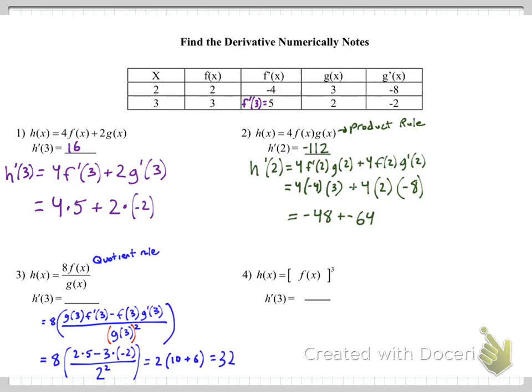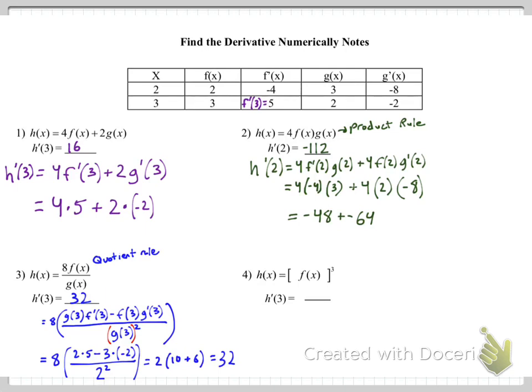And notice I did the 8 divided by the 2 squared. That gave me a 2 out in front instead. That was just a quick shortcut, and the answer there is 32. Which I can write up there as well. All right. No, I already wrote it up there.